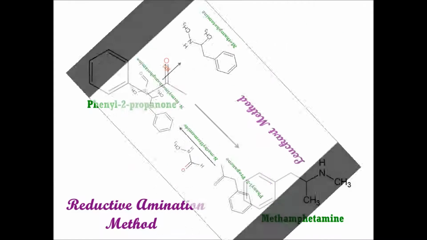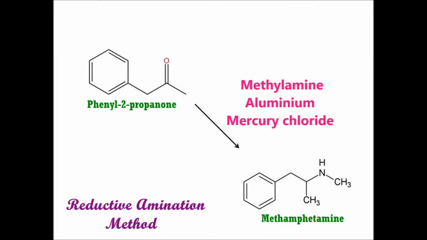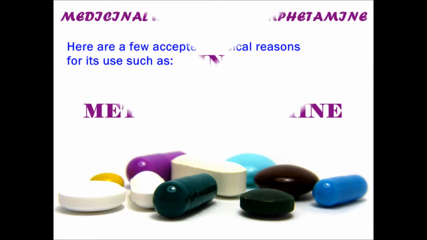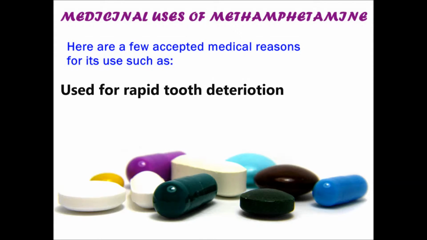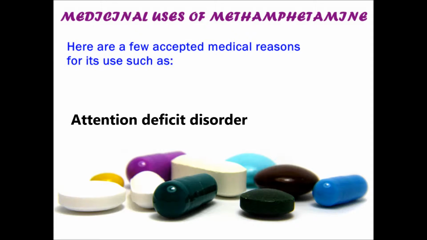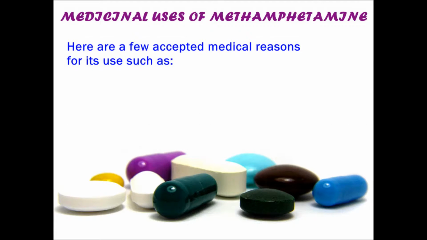The second method is the reductive amination method. In this method, phenyl-2-propanone reacts with methylamine, aluminium and also mercury chloride to form methamphetamine. Methamphetamine is used for rapid dose detonation. It is also used for the treatment of narcolepsy, attention deficit disorder, and also for short-term use in obesity. It also can be found as Vicks vapor, which is used as a nasal decongestant.